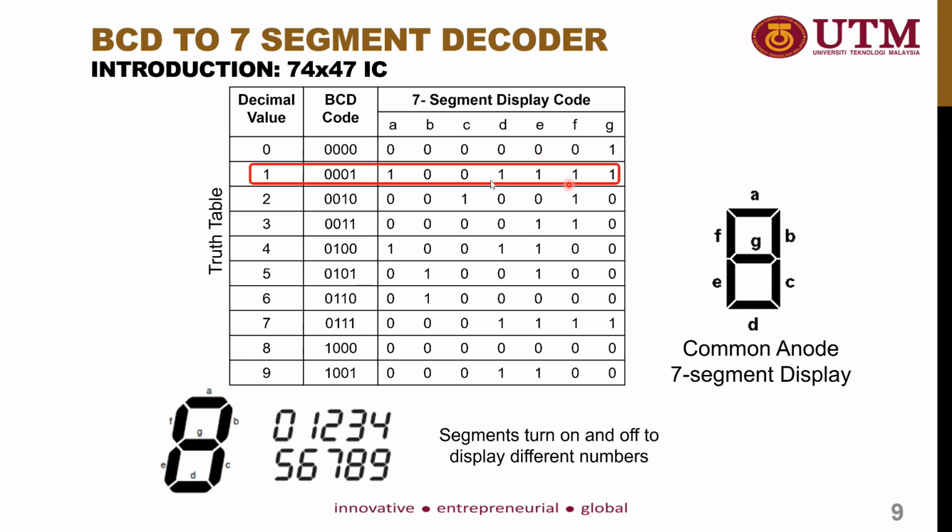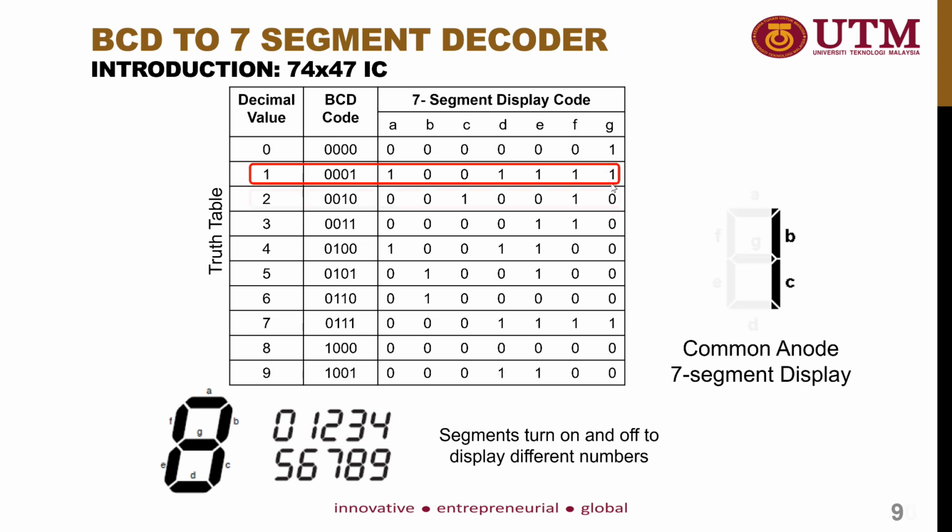So next example is the number 1. For number 1, the BCD code is 0001, and then converted into decimal, it will become 1. And then for the 7-segment display code, the first one, A, is equal to 1. It means that A is switched off, and then B is turned on, C is switched on, D is switched off, we switch off E, F also, and we switch off G. So we get the digit 1 inside the common anode 7-segment display.